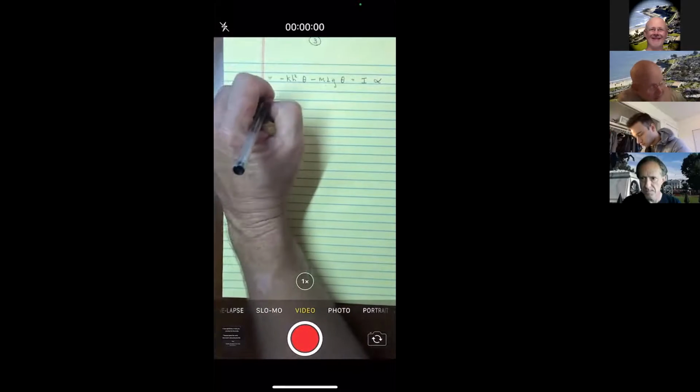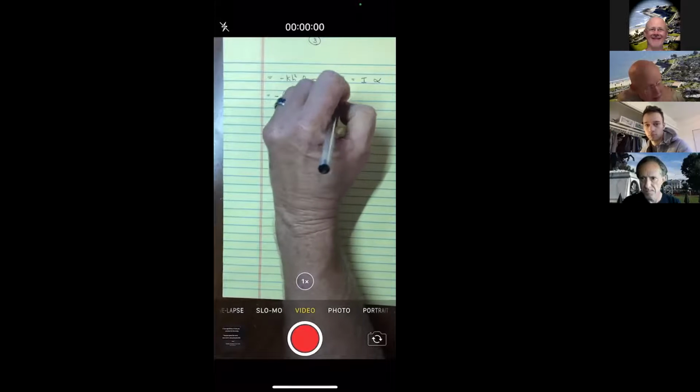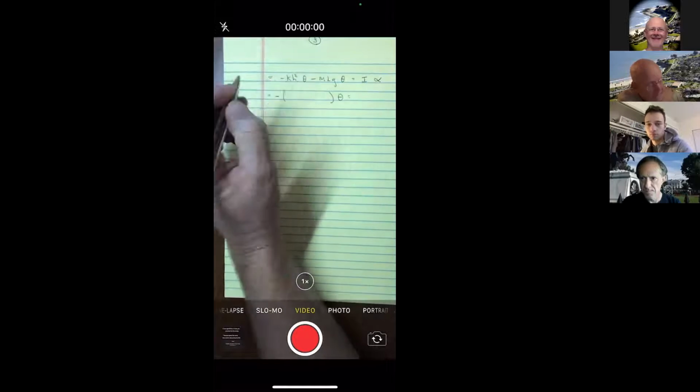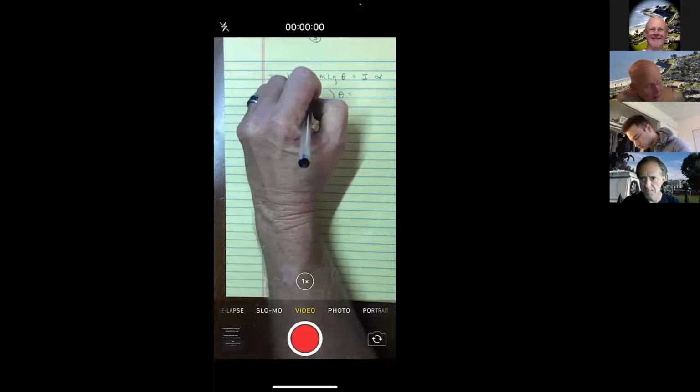Now let me simplify things a little bit. I'll start by pulling out a negative and also pulling out a theta. So this would be kh squared plus mlg.